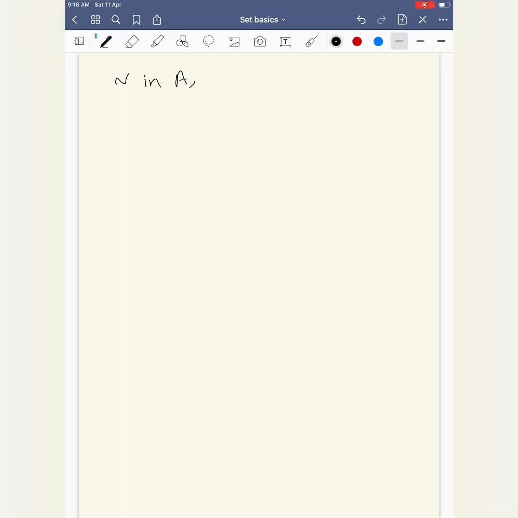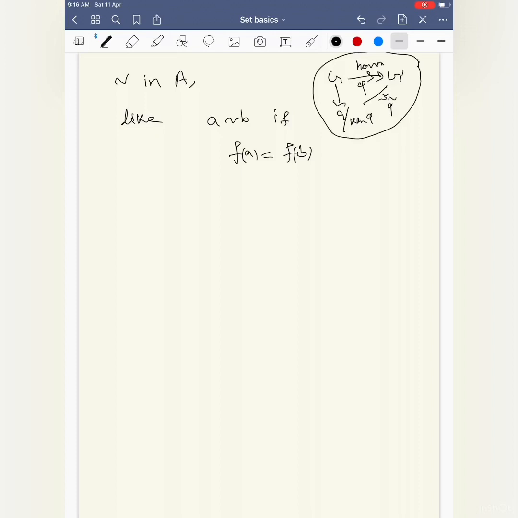I'm going to define a relation in A, like this: A is related to B if f of A equals f of B. See, this is very important because of the fundamental theorem, you know, right? For a surjective homomorphism phi, G by the kernel of phi is isomorphic to the image. Now this kind of thing comes from this partition idea. A is related to B if the images are the same.